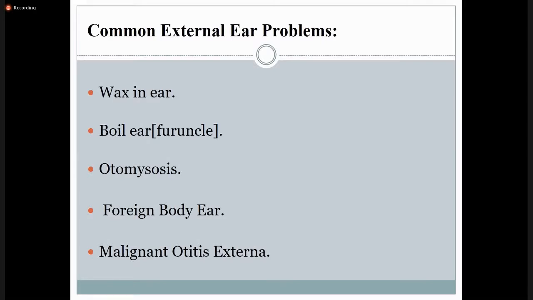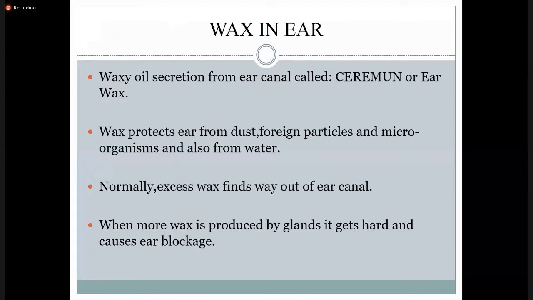And the fourth most common problem, which usually comes to ENT via the emergency department, is foreign body in the ear. And the last condition of the external ear is malignant otitis externa, one of the types of otitis externa which we come across in daily practice. So the most common problem is wax in the ear.